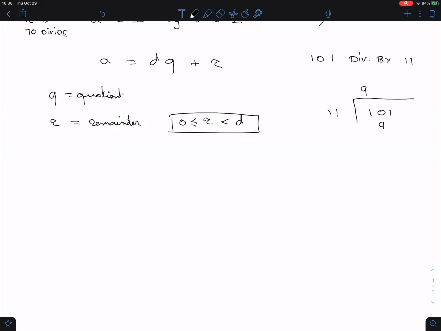And the result is 99. If we subtract, we get 2. And how many times does 11 go into 2? Not. And there are no digits to bring down anymore, so this is the end of our calculation. So this would mean that 101 is 9 times 11 plus 2. So 9 is the Q and 2 is the remainder.